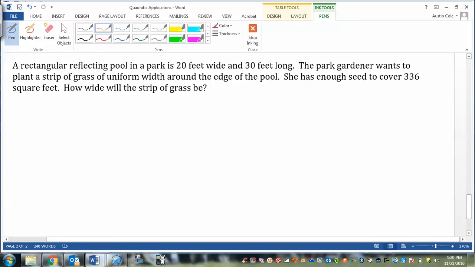Okay, here we go. Last one. It says a rectangular reflecting pool in a park is 20 feet wide by 30 feet long. Guys, I don't know what in the world a reflecting pool is, but I know it's a rectangular pool of some kind. I'm going to draw that.